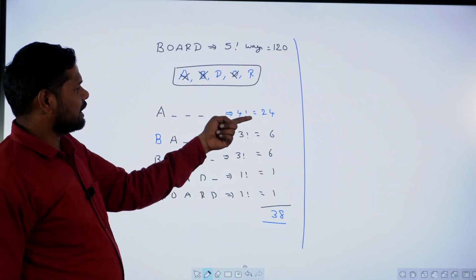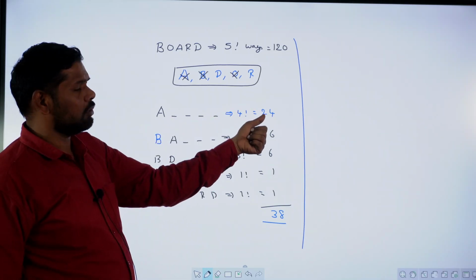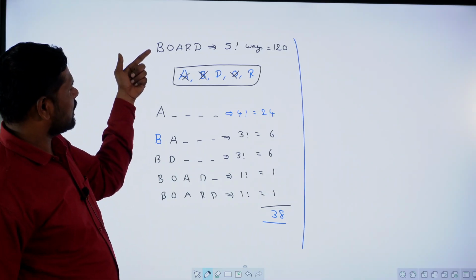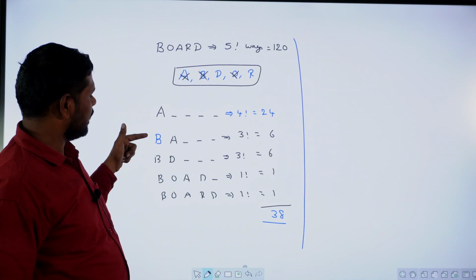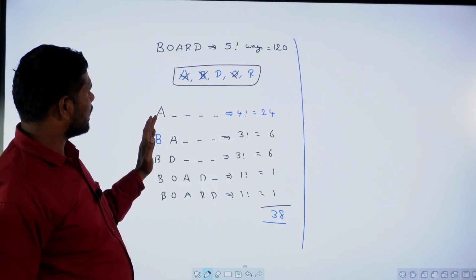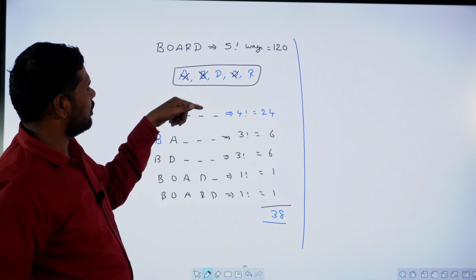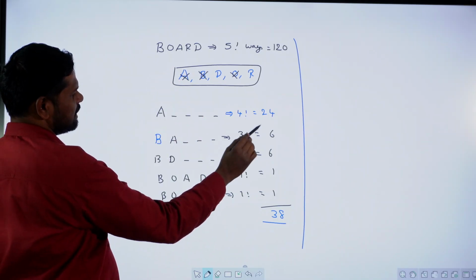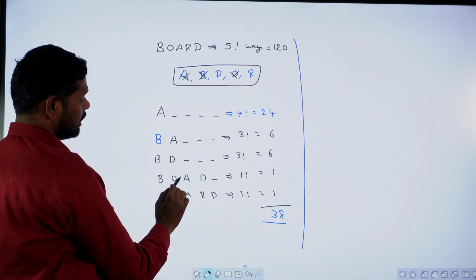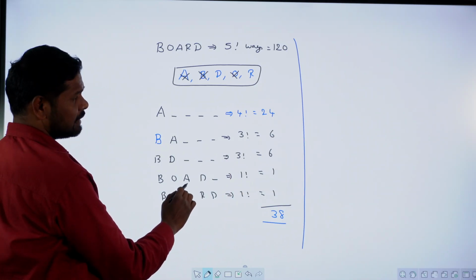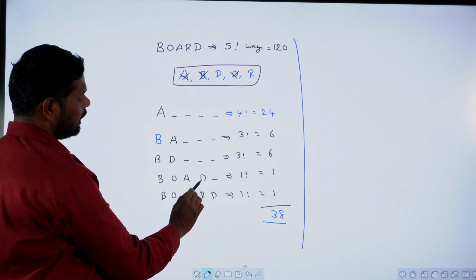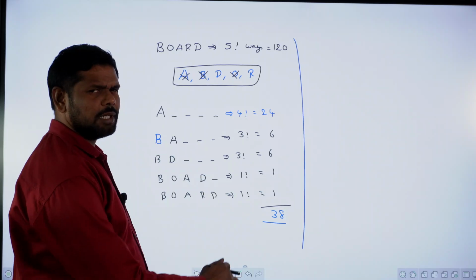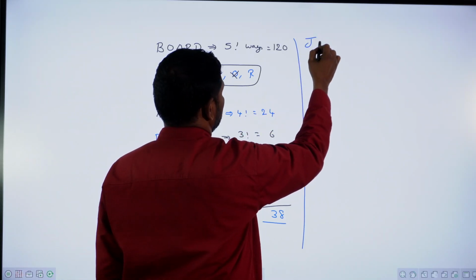Starting with A, how many words are there? A followed by 4 gaps, 4 factorial, 24. Then B satisfies our condition, because the first letter of the given word is B and here also we get B. That's why we are not taking any consideration. Then again we go with the alphabetical order, removing that B at first. A, the second letter we require is O, so A followed by 3 gaps, 3 factorial. D after 3 factorial. Then O we get. Then again A, that also satisfies based on the given word. Then D is not satisfied. Next R, D satisfies. So 38th word.